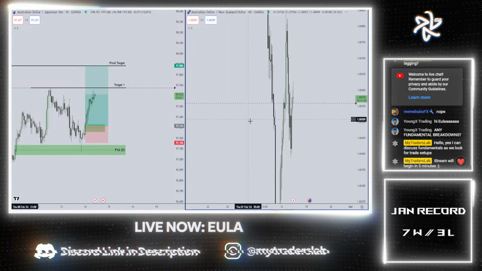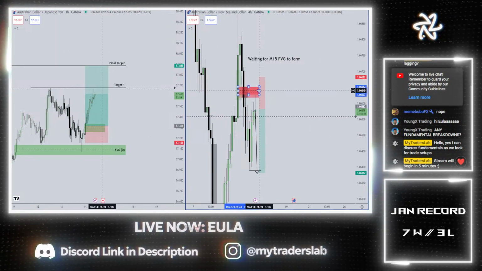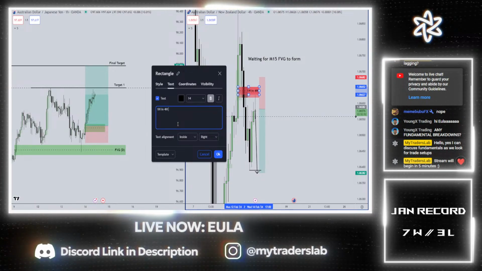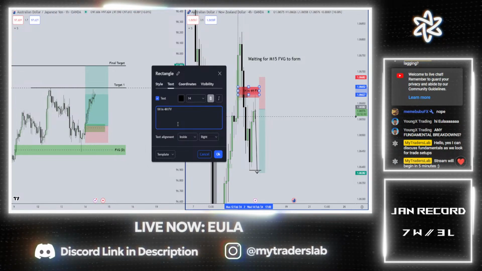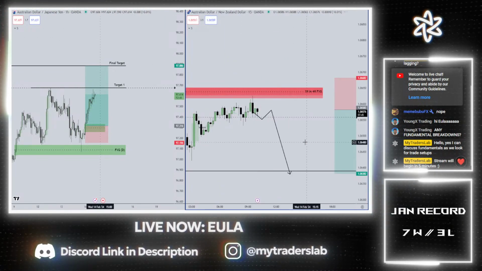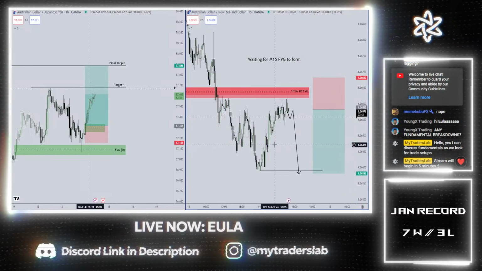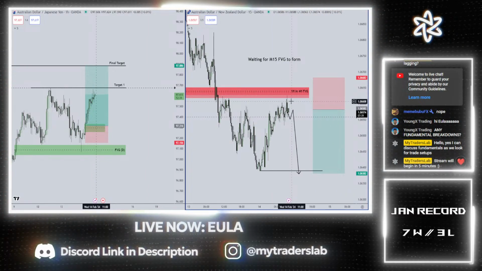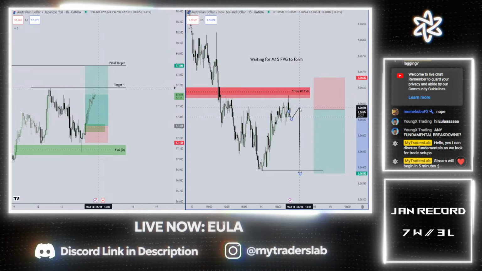So right now, let me check again. I'm gonna mark my stuff even better now. So this is a 1 hour inside a 4 hour FVG. And then just waiting on the rejection, because usually we'll tend to see an imbalanced form, but right now it's not really reacting that much.